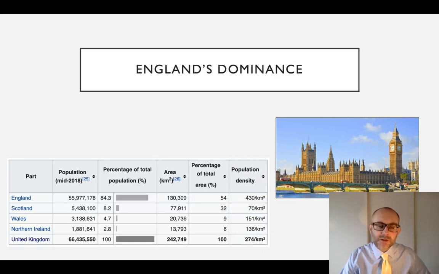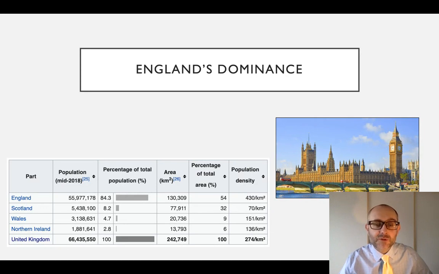So something to understand about the UK is that England is the biggest country. By a long way, England is the biggest country. Here we have the population numbers. England has a population of about 56 million, Scotland 5.5 million, Wales 3, Northern Ireland about 2. So you see that England makes up about 85% of the population of the UK, and it's also the largest in terms of land area.